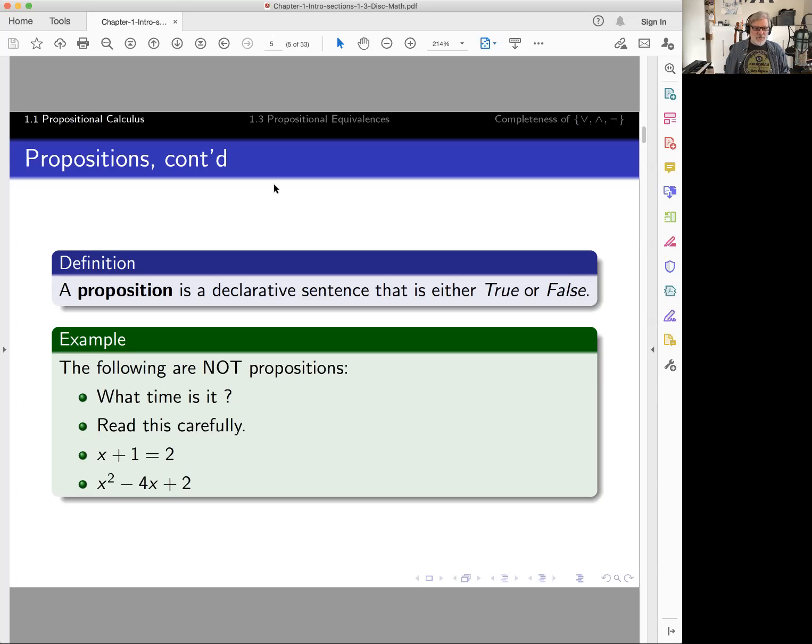The very last one is even less a proposition in a sense. x squared minus 4x + 2. There's not even an equal sign, right? So it's just an expression, a number perhaps. If x has a value, this could be a number, or you can see it as a polynomial, but it's certainly not something that has a true or false value.